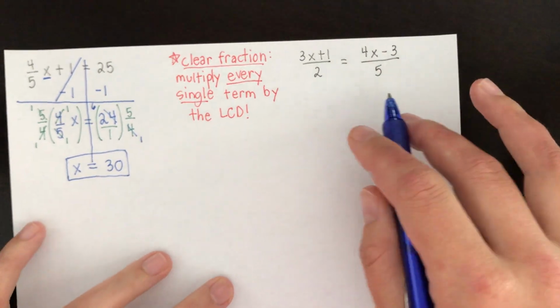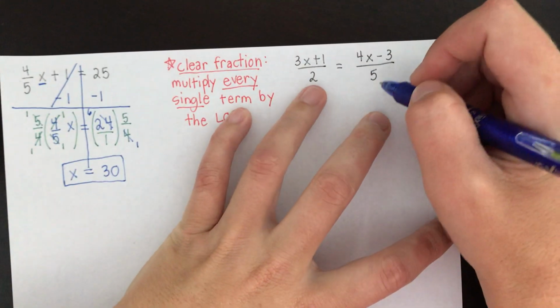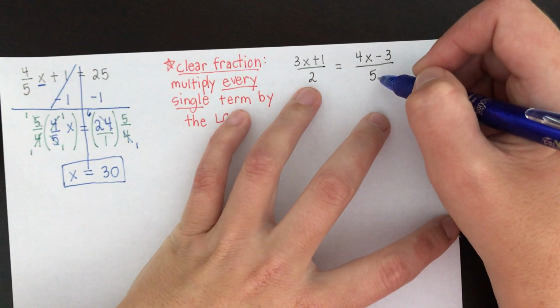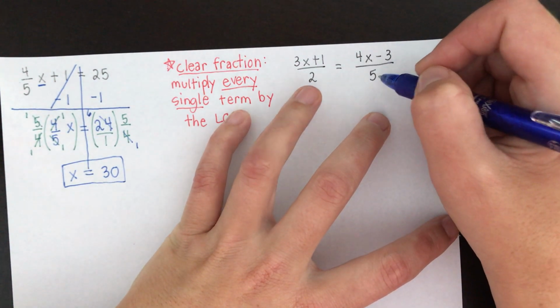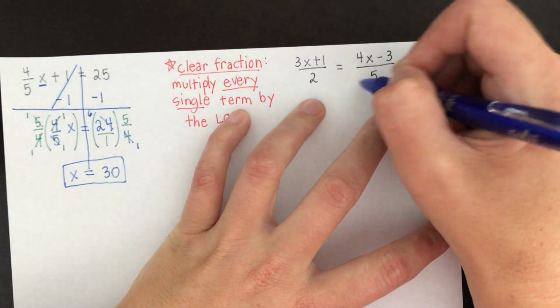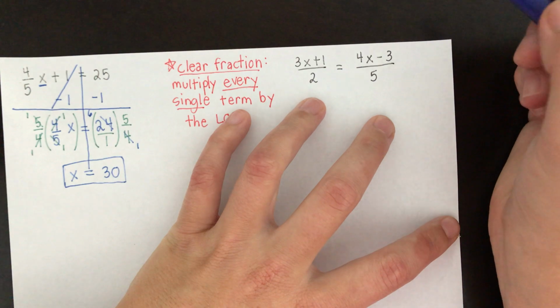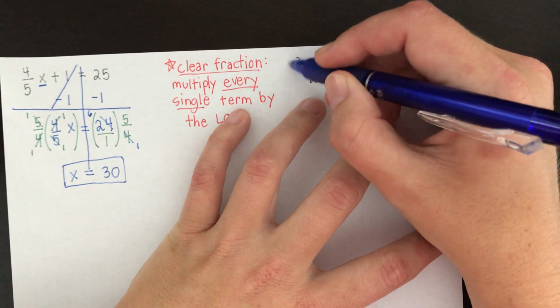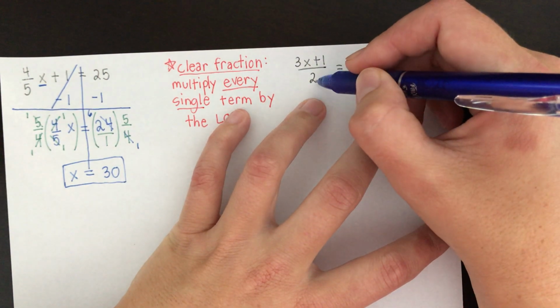Again, if you want the clear the fraction method, do it. Find the LCD. 2 and 5 are prime, so that means your LCD would be multiply those two numbers. 2 times 5 is 10. So you would multiply this whole side by 10 and this whole side by 10. Here's what I'm scared of. If you do that method, you multiply this side by 10, the 10 and the 2 will simplify to 5.